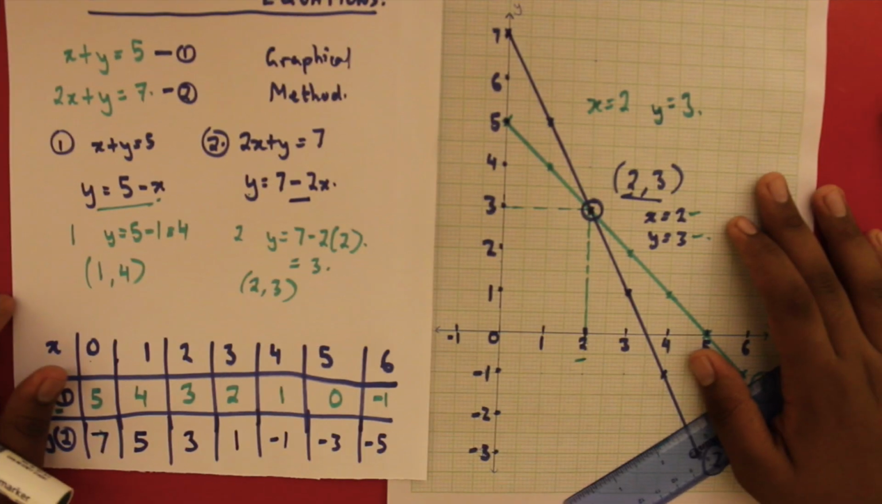Another way to validate our solutions is by looking at the table of values. We see that when x is 2, y is 3 for equation 1 as well as equation 2. Therefore, for one x value, which is 2, y is 3 for both the equations. Both equations have y as 3 as their values when x is 2. Therefore, making x as 2 and y as 3 the solution to the simultaneous equation.